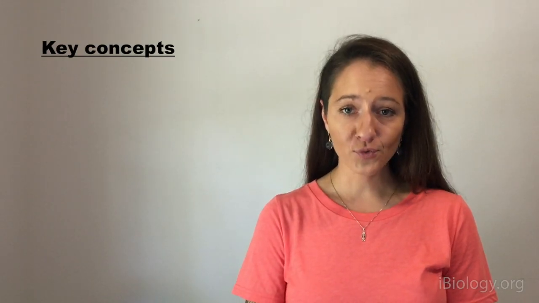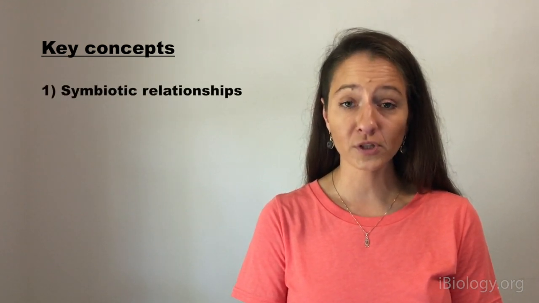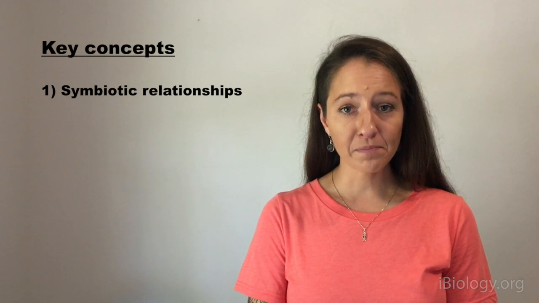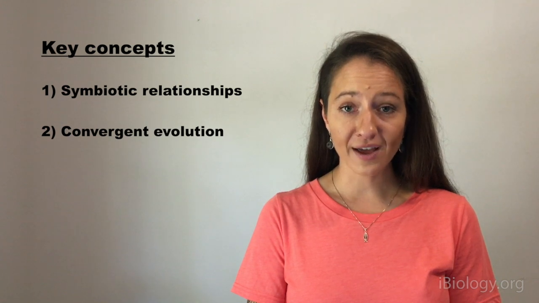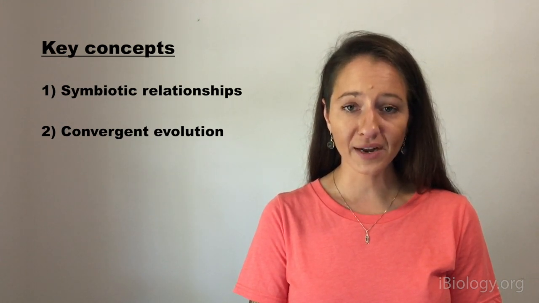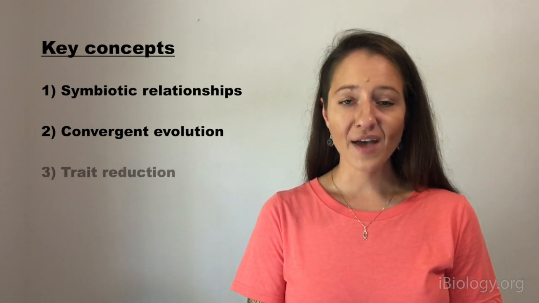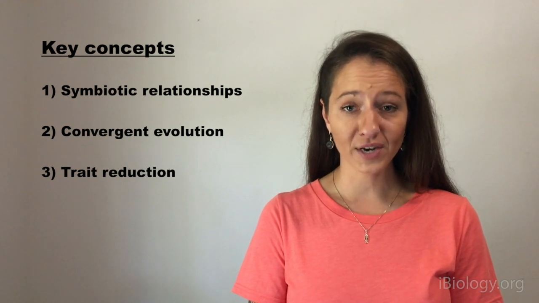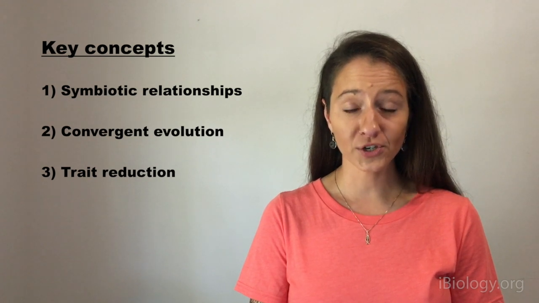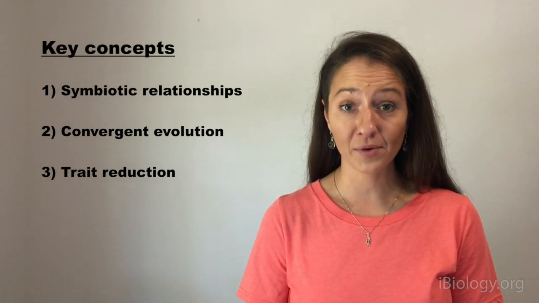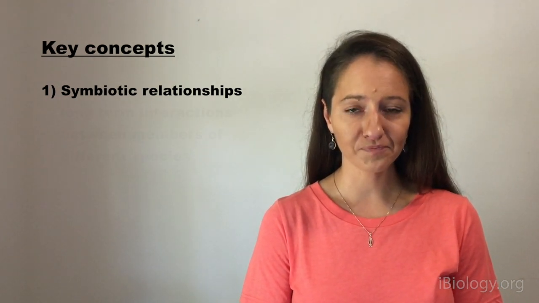And we'll also have three key concepts today. The first is symbiotic relationships, or long-term interactions between members of different species. The second key concept is convergent evolution, which happens when similarities evolve independently in different groups of organisms. And the third key concept is trait reduction, which is the loss of genes, processes, or structures that we commonly observe among parasites. So let's dive into that first key concept right away.